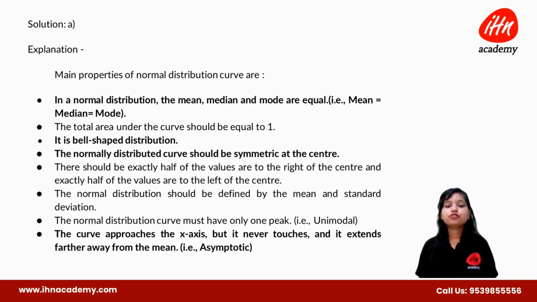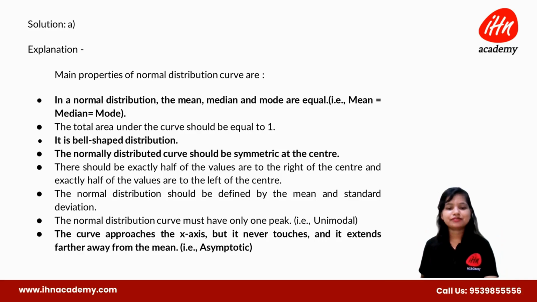Then the normal distribution should be defined by the mean and standard deviation. It must have only one peak. It is unimodal. Only one mode will be here. So the curve approaches the x-axis, but it never touches. So it never touches the x-axis. That characteristic or property is called asymptotic. So I have given all the main properties and I hope it was very clear to you.